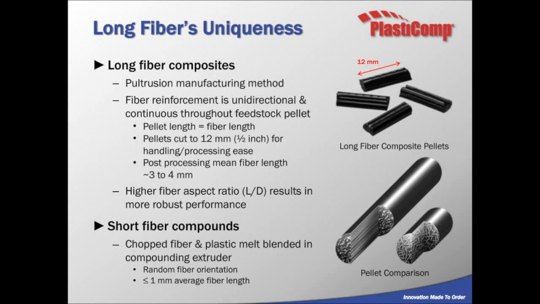Typically after you mold the thermoplastic composites, the mean fiber length in the parts will be anywhere from 3 to 6 millimeters. And this is going to give us the optimal mechanical properties in the parts. High fiber aspect ratio results in more robust performance. So these are different than short fiber compounds, which are typically chopped fiber and plastic melt blended in a compounding extruder. They have random orientation, and the typical average fiber length is less than a millimeter.